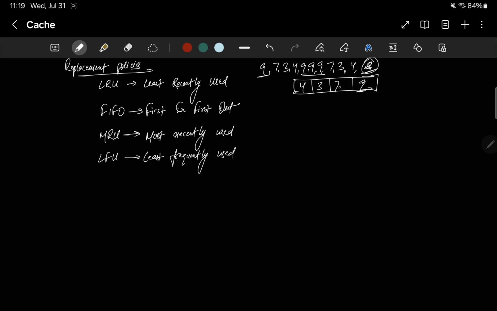So we cannot replace 9. And 7, 3 and 4 have been used 2 times, so we can choose one of these to replace. So this is what least frequently used is. Even though 9 has been used least recently among these, it has still been used a more frequent number of times. That's why it will not be replaced.